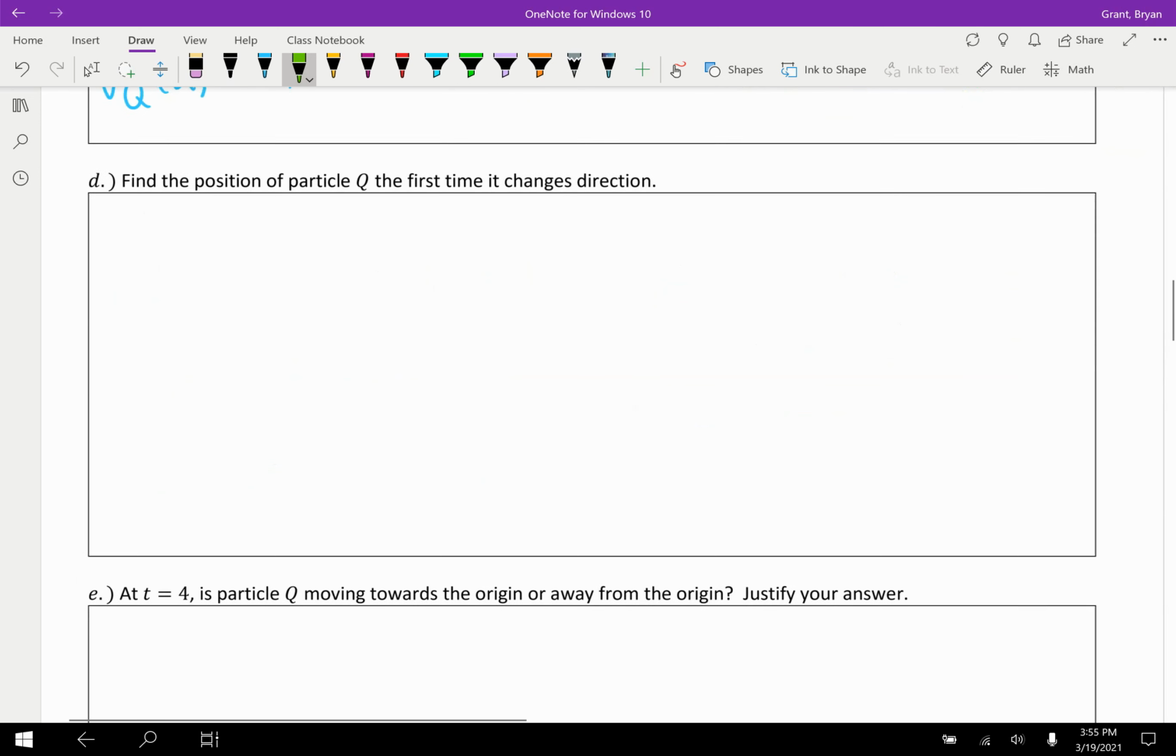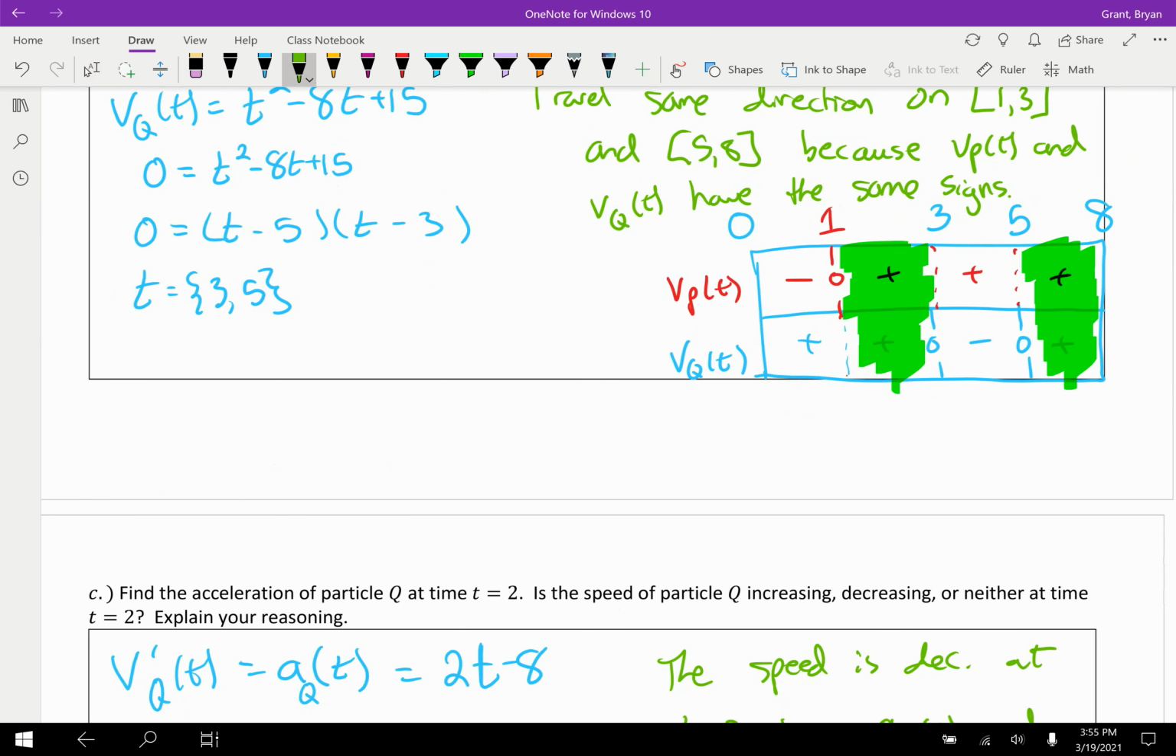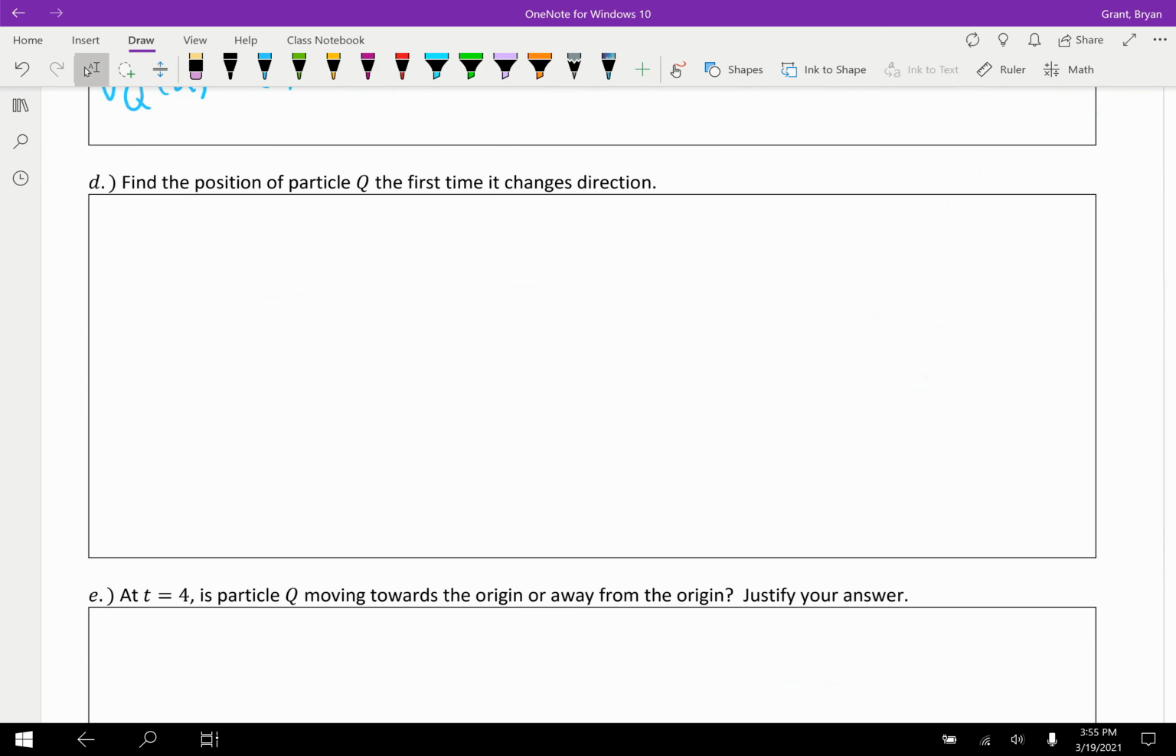Find the position of particle q the first time it changes direction. Let's look at the path of particle Q. Well, it looks to me like particle Q is moving to the right until 3, and then it moves to the left, and then it moves to the right. So when does it first change direction? Particle Q first changes direction at 3. So we're going to say particle Q first changes direction at t equals 3. So they want to know the position of q when it first changes direction.